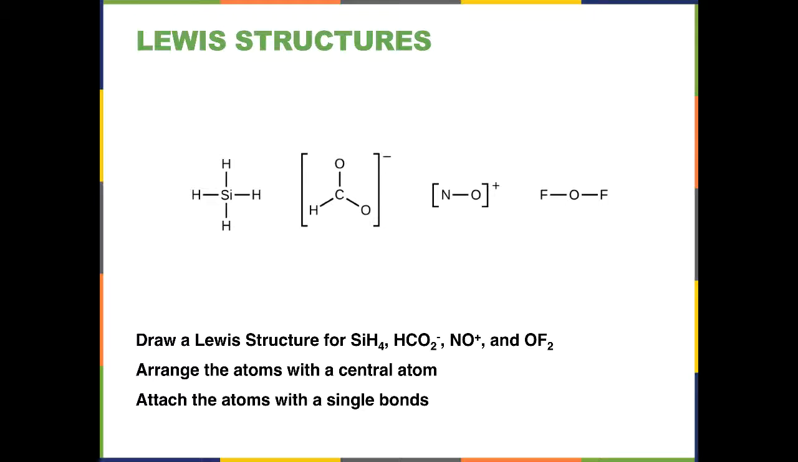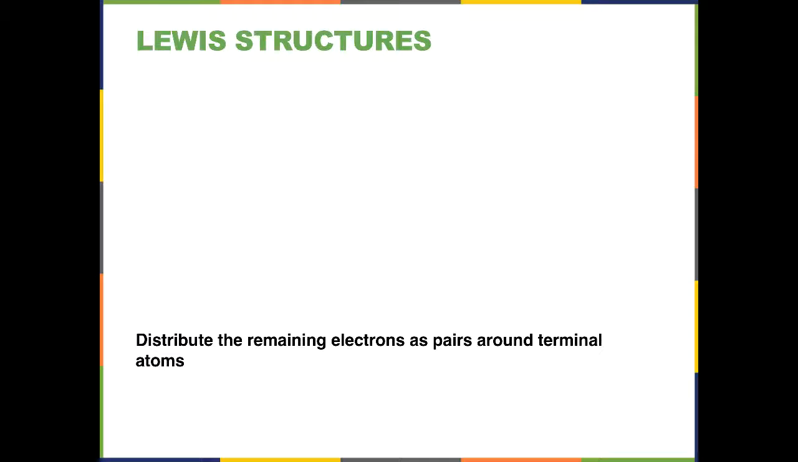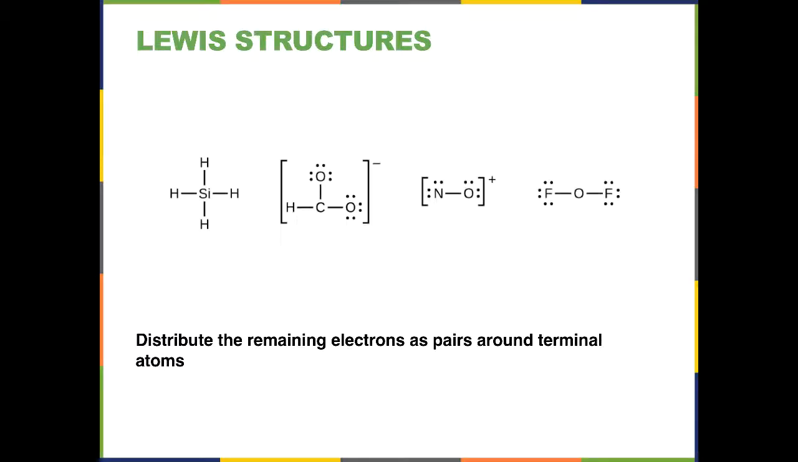In the case of the second one, you'll remember we said there was 5 plus 12, 17, plus 1 is 18. You've only used 6 of those 18 so far, so you have 12 to use next. So that's what we're going to look at next. So you're distributing the remaining electrons as pairs around terminal atoms. As I said, with silicon hydride, you don't have to do that because you've already used them up.